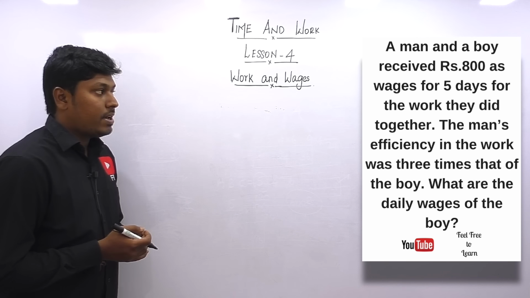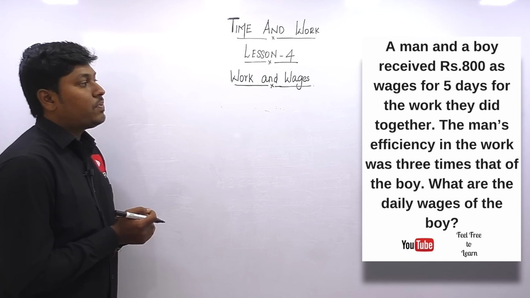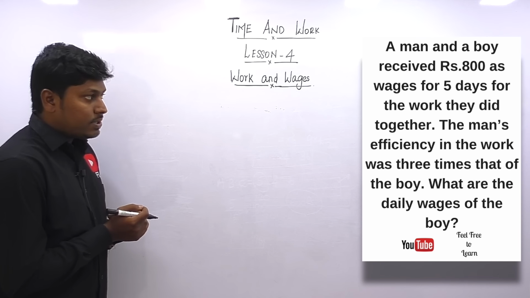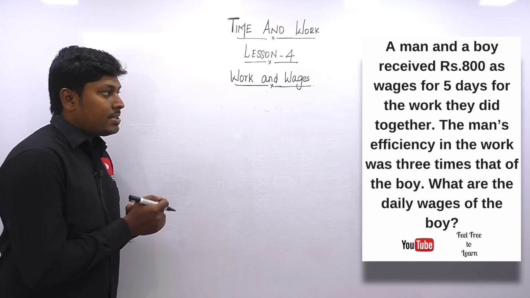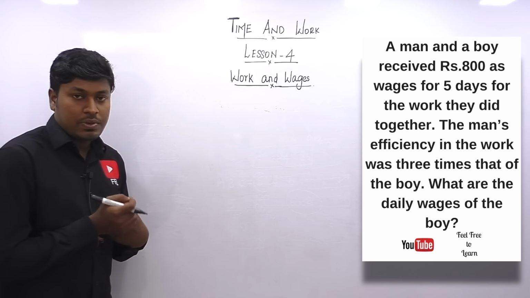Question number 5. A man and a boy received rupees 800 as wage for 5 days for the work they did together. The man's efficiency in the work was 3 times that of the boy. So what are the daily wages of the boy?